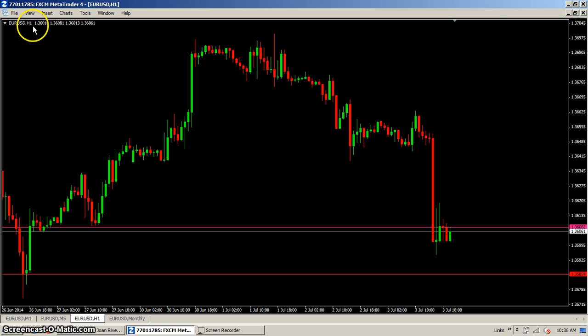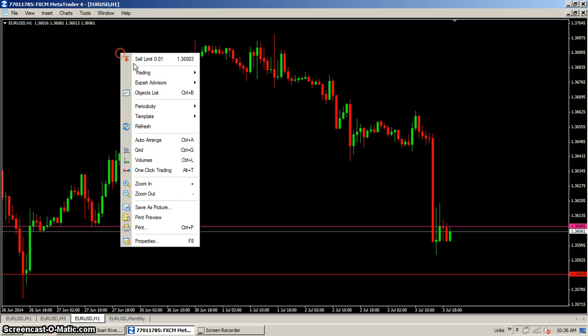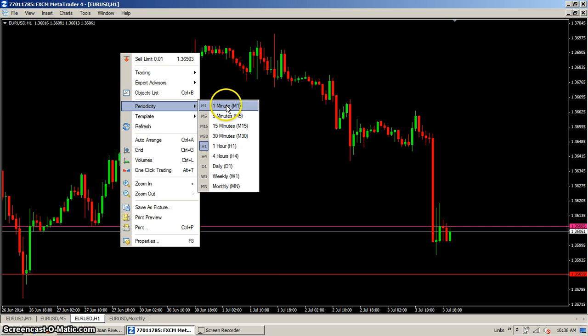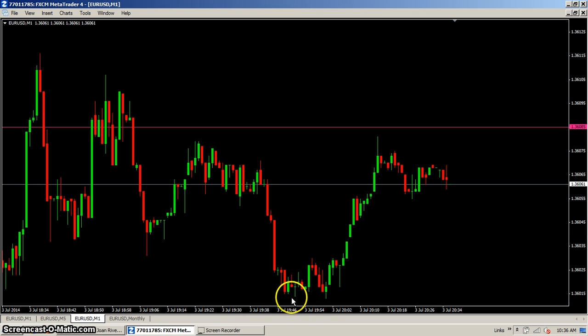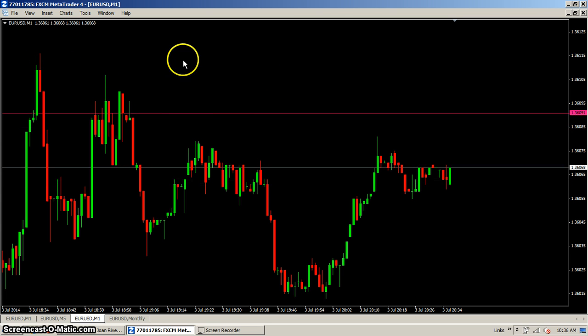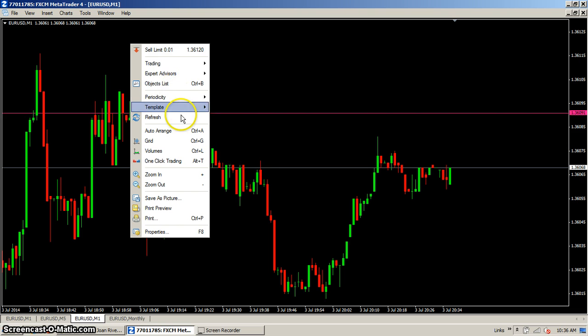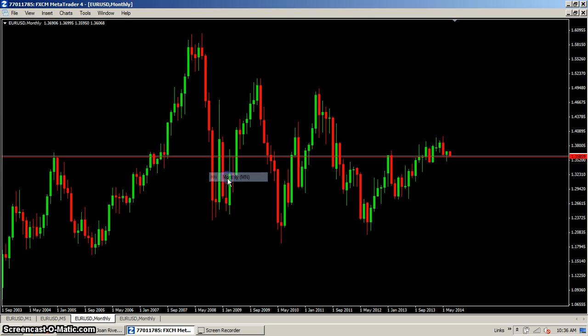Now, I'm using the H1 chart, but what I want to show you is it has to happen at every chart. Once again, you see here, price turn, price turn, price turn, price turn, price turn. It occurs. We can go all the way up to the monthly chart. Once again, here, price turn, price turn, price turn, price turn, price turn, price turn.